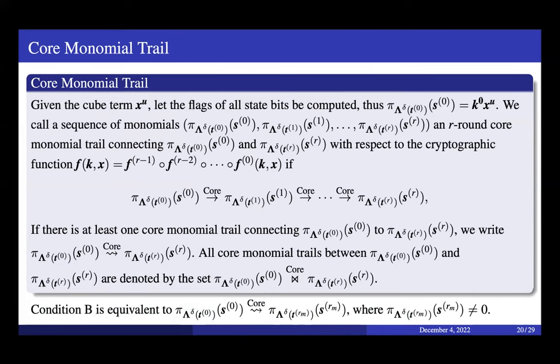Similar to the definition of monomial trail, we can also give a definition of co-monomial trail. And as a result, condition B is equivalently reduced to the problem of whether there exists a co-monomial trail from K to the all-zero vector cascading U, to the delta part of x^(t_IM) s_IM.